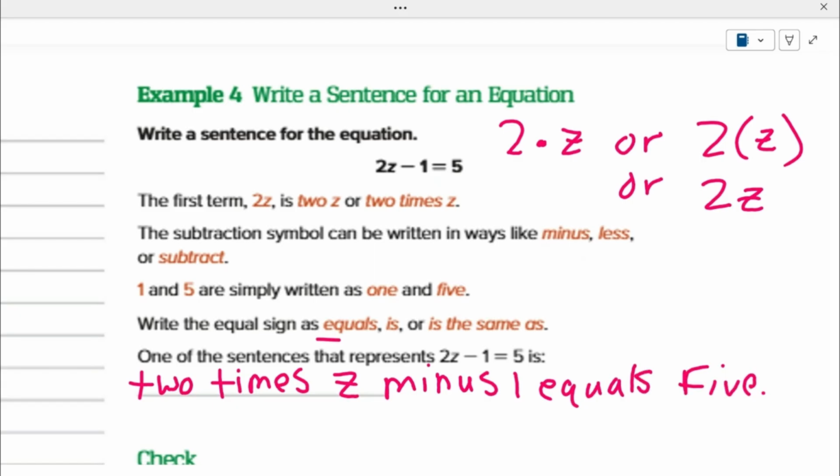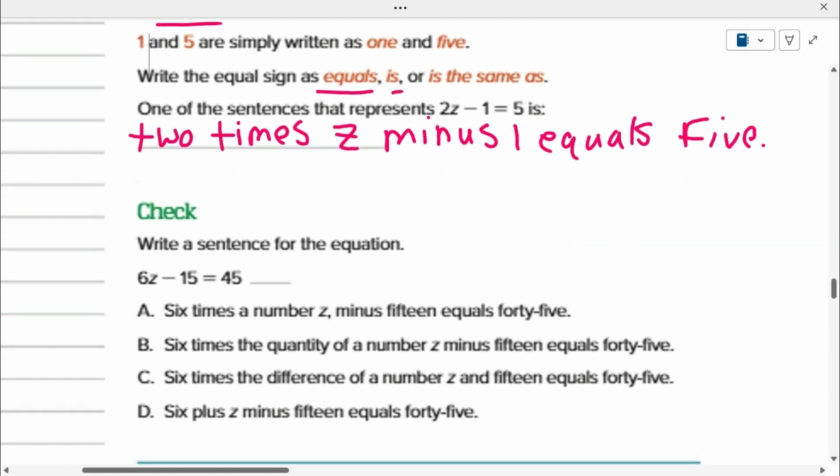Again, you could use different words, just like they had different words for subtraction and for equals. These are just the ones that I chose. So 2 times z minus 1 equals 5. Pretty easy. Try the check here, and we'll go over that one in class.